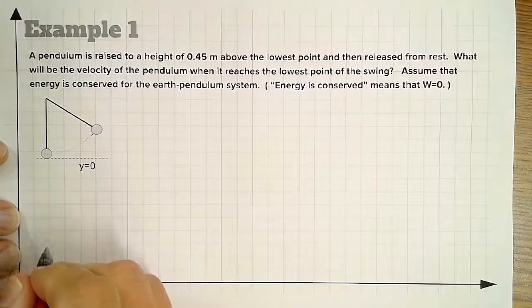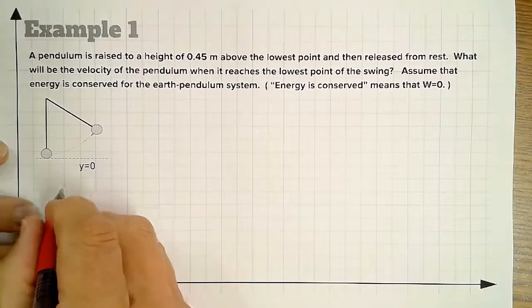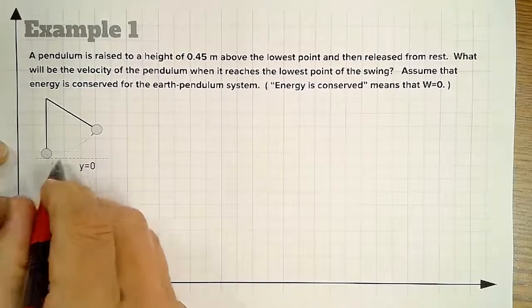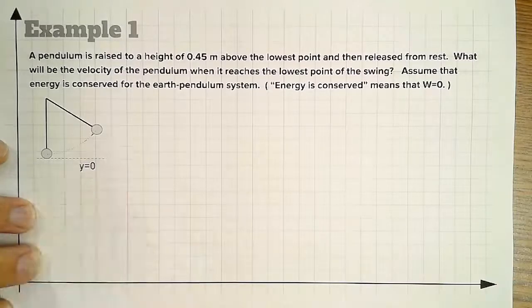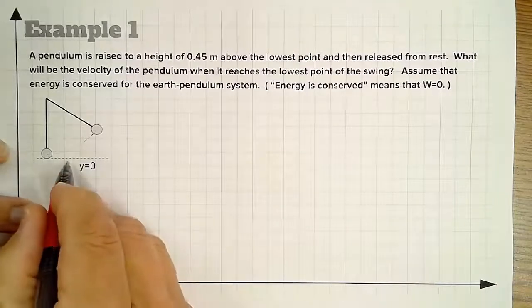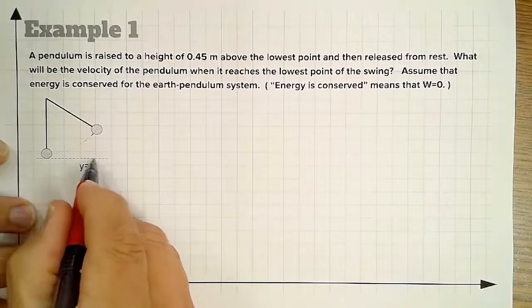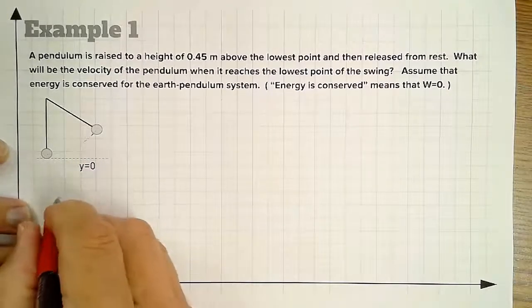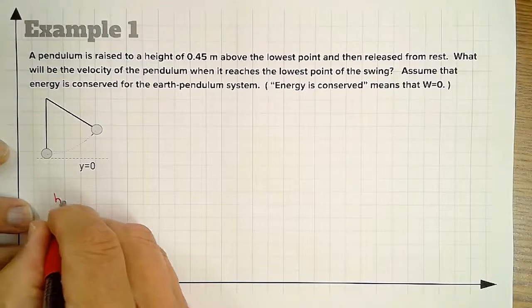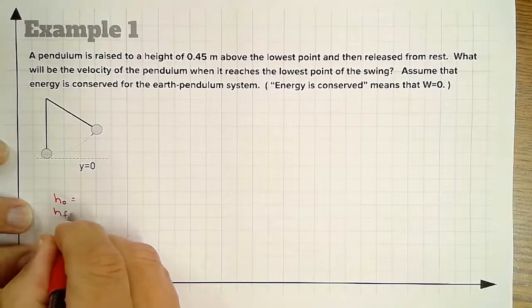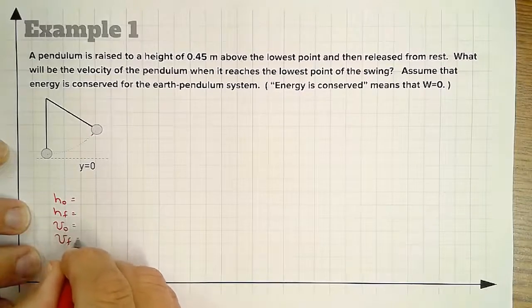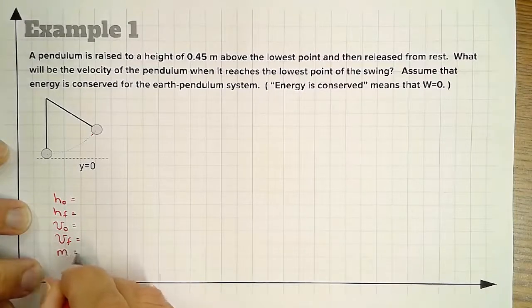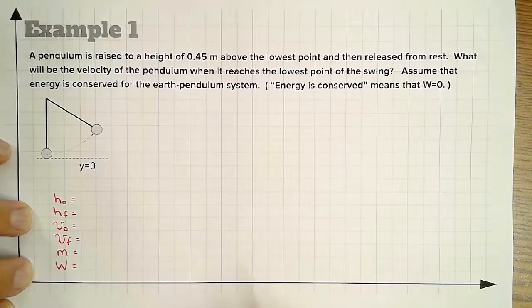Okay? So to solve this problem, we're going to start off by making a diagram, which I already have here. And on the diagram, we have to include a reference point for potential energy. Because potential energy is relative, we've got to say where we're measuring it from. So I'm going to call this y equals 0 right here. So for these problems, I'm going to have an initial height, a final height, an initial velocity and a final velocity, and then we might have a mass, and we might have work done, which is the energy transferred to or out of the system.